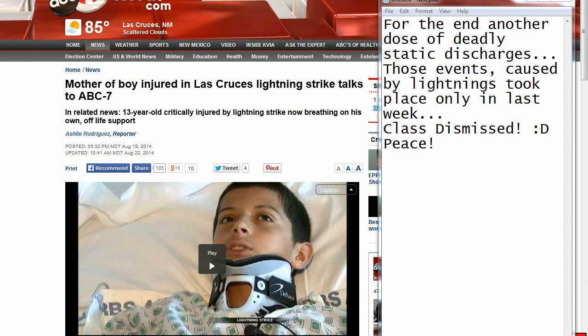For the end, another dose of deadly static discharges. Those events caused by lightning strikes took place only in last week.